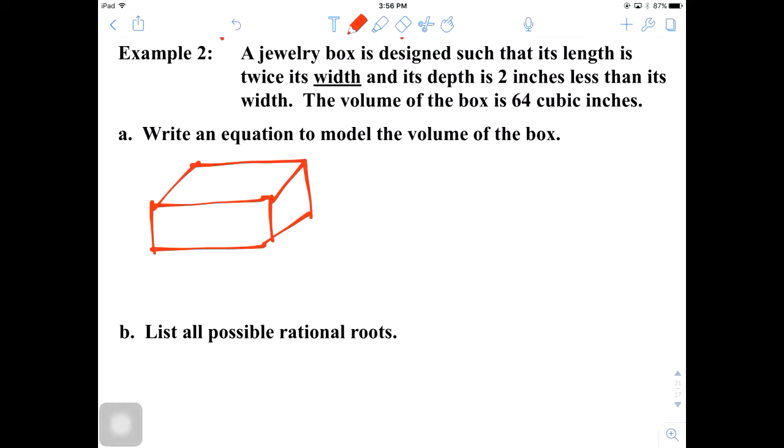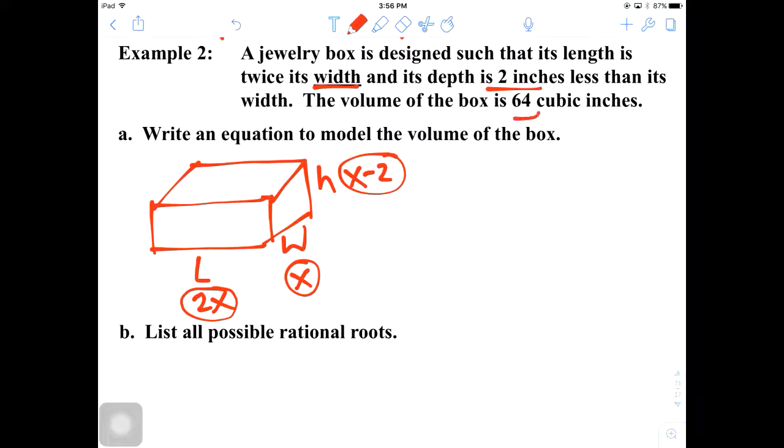So it's a similar problem to the two problems that we just did: length, width, and height. So the length is twice its width. So if we let the width be x, then the length is going to be 2x because it's twice. And the depth is 2 inches less than its width. So it's going to be x minus 2 for the depth or the height. So the volume is given, 64. So again, we start with volume equals length times width times height.